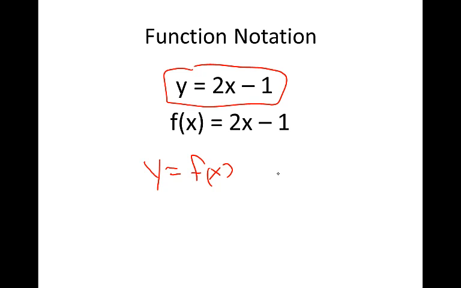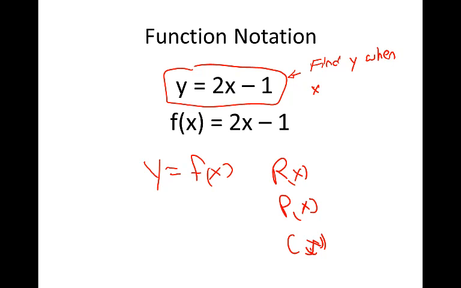It's a nice labeling mechanism, right? So if I'm talking about revenue, cost, and profit, I can have r of x, p of x, c of x for revenue, profit, and cost. It's also, as I mentioned before, math folks love things really compactly. So in this first one, if I wanted to say find y when x equals 2, that's kind of what I have to write out.